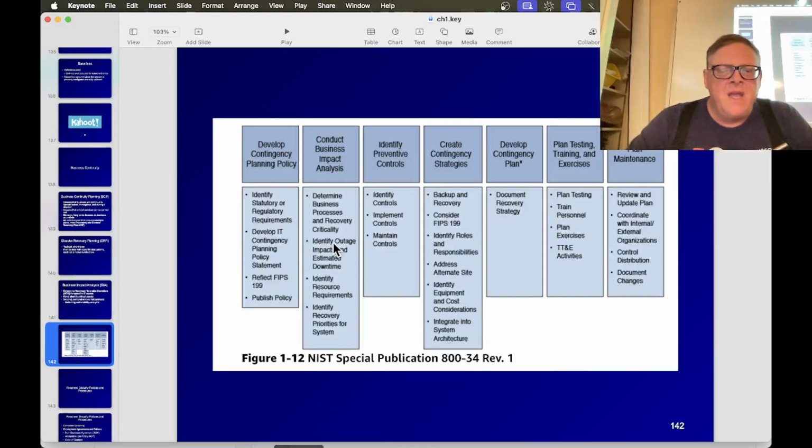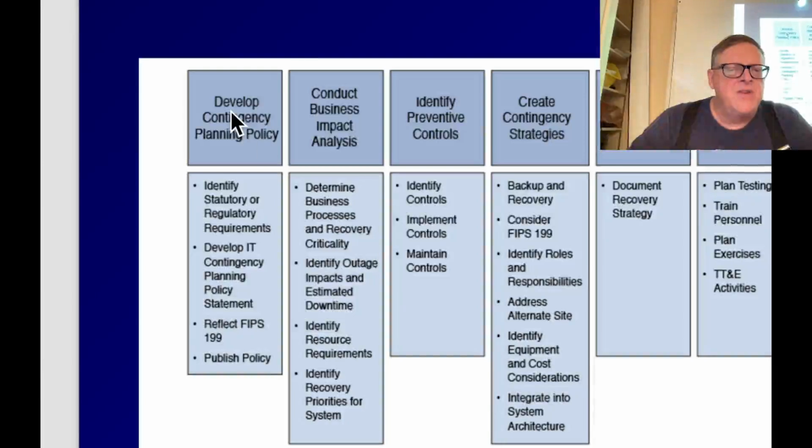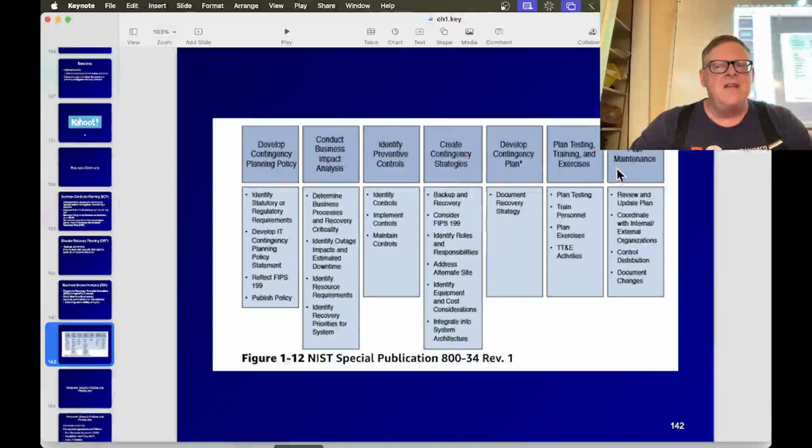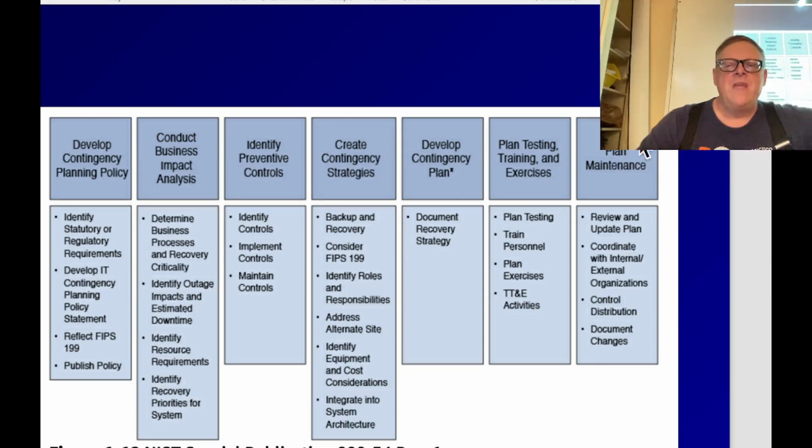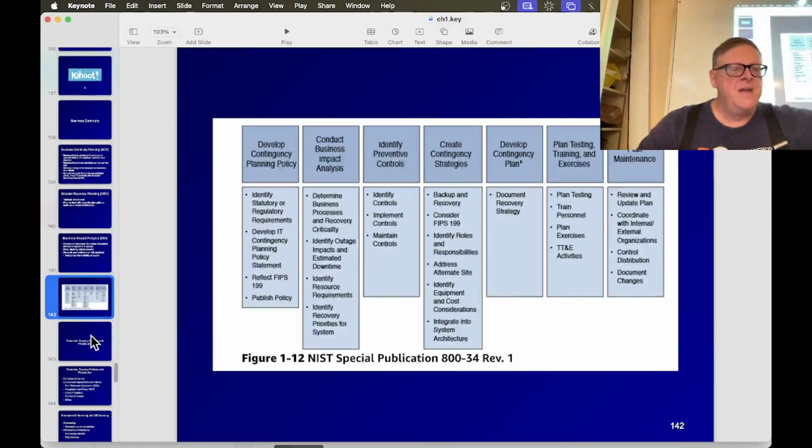So NIST has a whole bunch of publications for this: a contingency planning policy, business impact analysis, then you identify preventive controls and contingency strategies and a contingency plan, and then you have testing, training, and exercises of your plan. If you don't test it, then when a disaster hits, you'll find out it's out of date. And then you have to maintain your plan. You have to constantly update it to deal with the changes in your network, the changes in your staff, and the changes in your business.